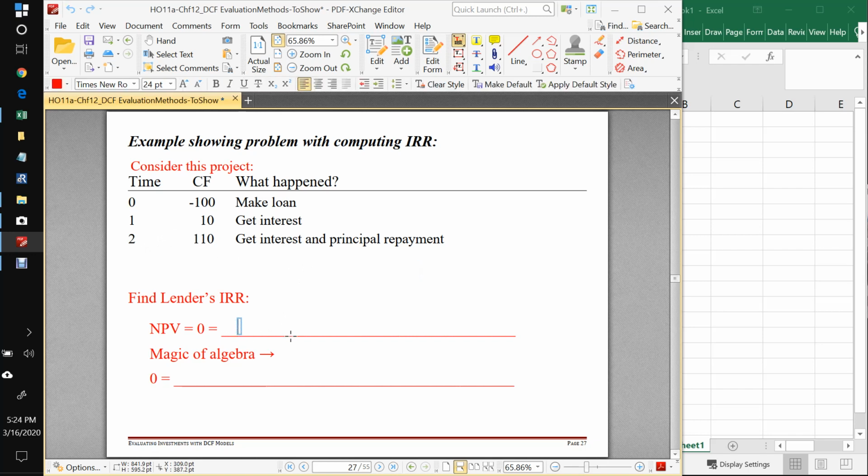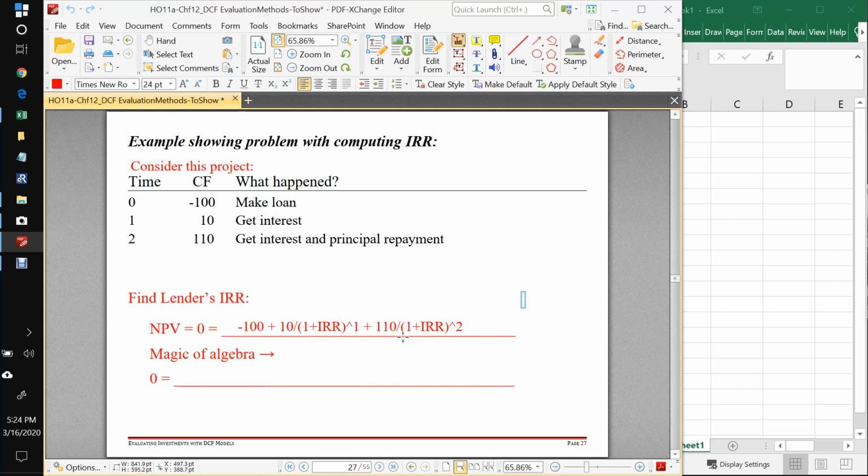Okay, so with our NPV equation, setting it equal to 0 for the IRR, we're going to get something like this: minus 100 plus 10 over 1 plus IRR raised to the 1, plus 110 divided by 1 plus the IRR raised to the 2. That's fine. Now let's apply the magic of algebra.